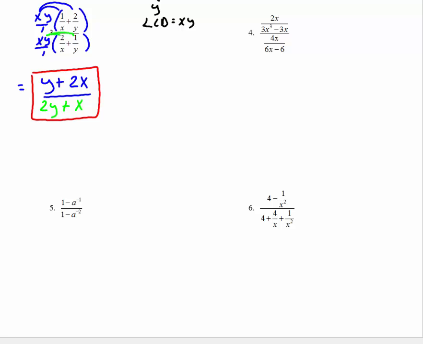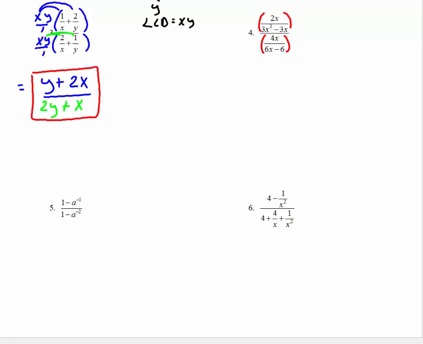Number 4. 2x divided by 3x cubed minus 3x all over 4x divided by 6x minus 6. Looking at this, we have to decide, is this method 1 or is this method 2? It actually is just method 1 because you have one fraction over one fraction. Here's my numerator fraction and here's my denominator fraction. So it is just one fraction over one fraction.